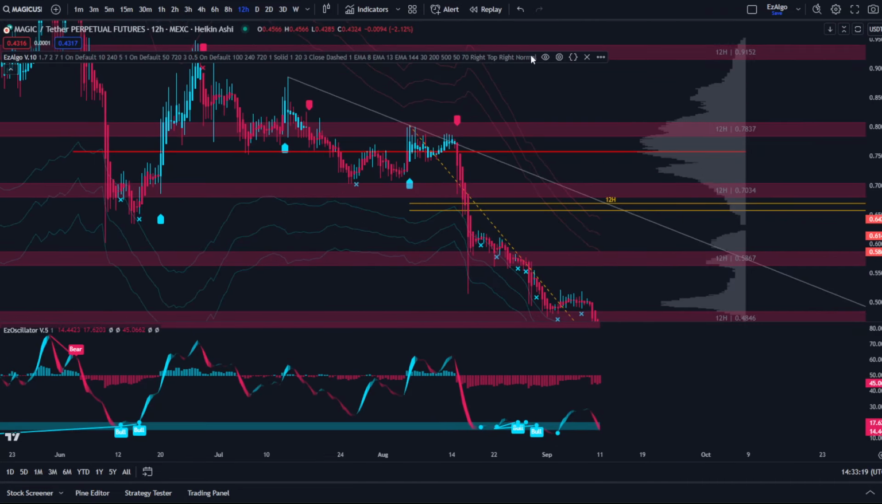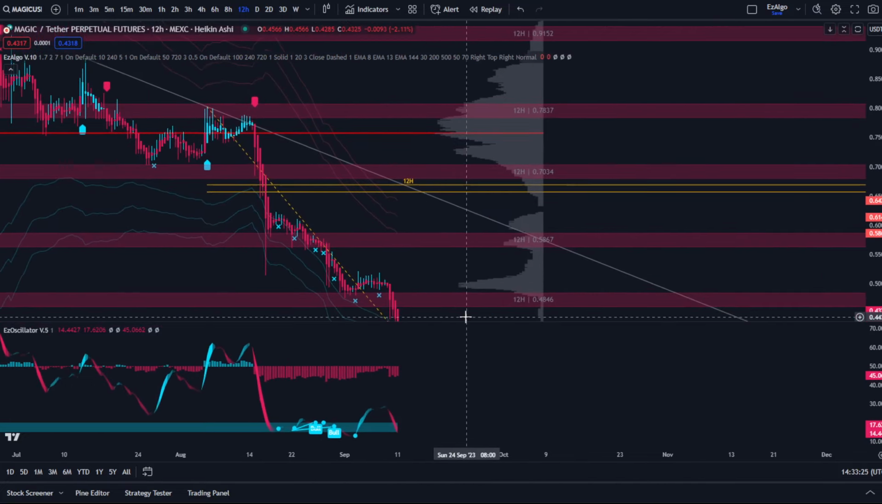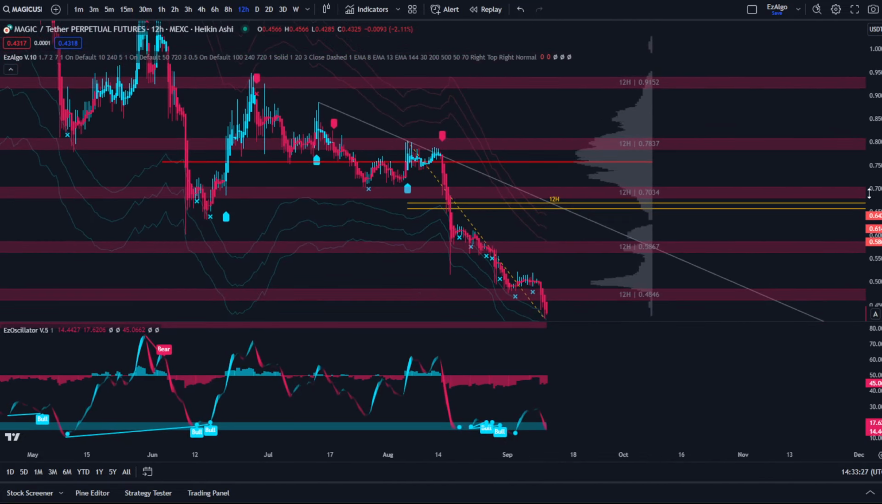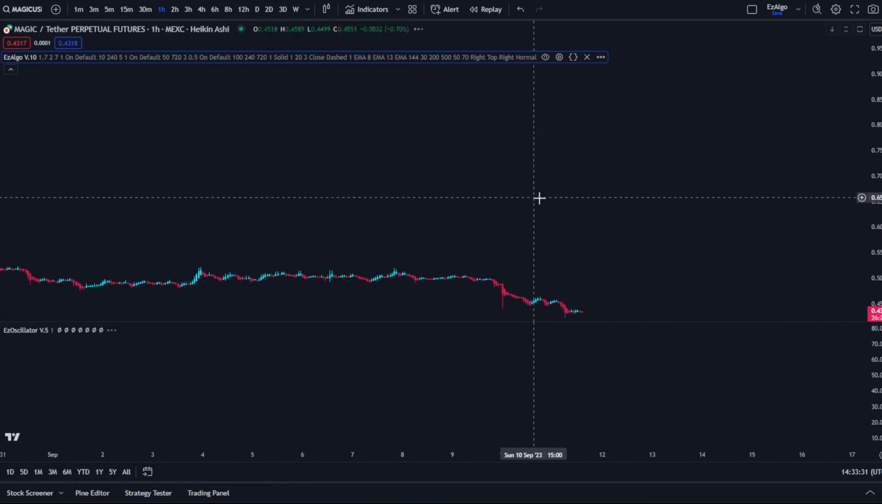But again, those work best in a ranging market. All right, below that, we have the volume profile. So this is pretty standard. I'm sure you guys have seen this before. But again, this will just show you where the volume is in the market, depending on your time frame.